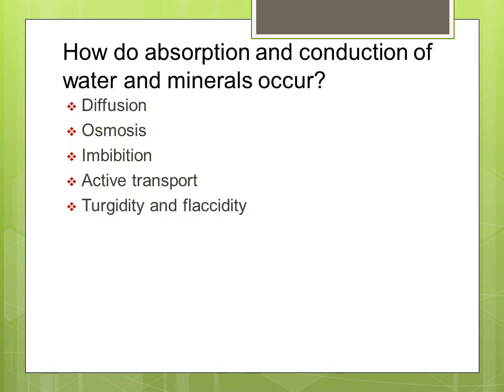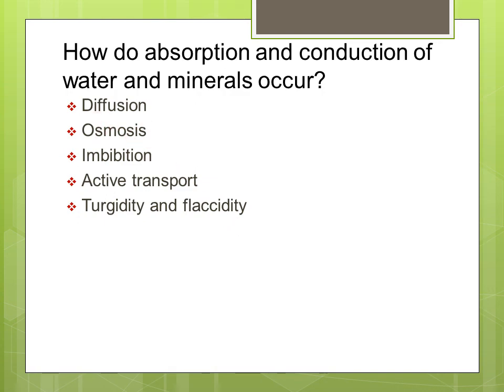Now we will be discussing how absorption and conduction of water and minerals occur. So they occur with the help of different processes like diffusion, osmosis, imbibition, active transport, turgidity and flaccidity. Now each one of these topics is quite vast, so we will be discussing it in small episodes, and today we have only discussed or named the processes which help in the absorption and conduction of water and minerals. So in the next video we will be discussing diffusion and osmosis.